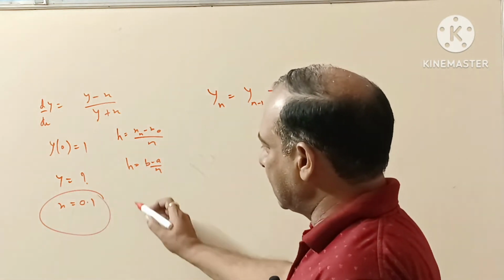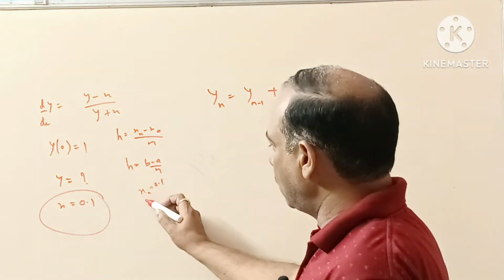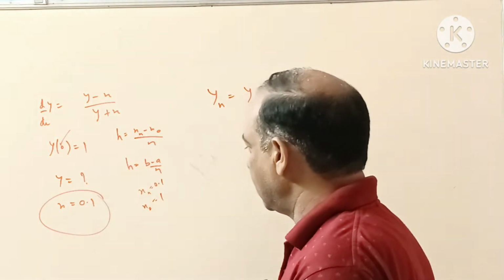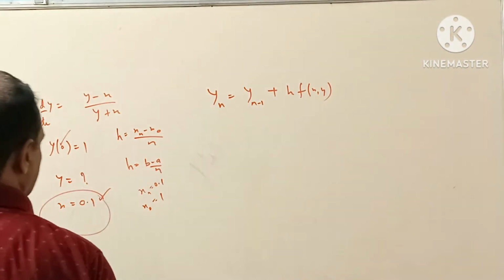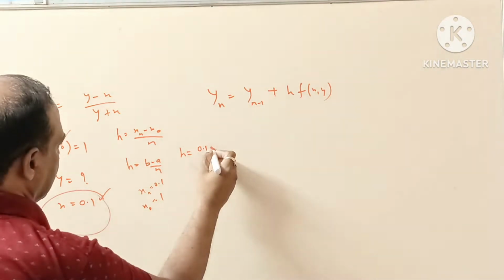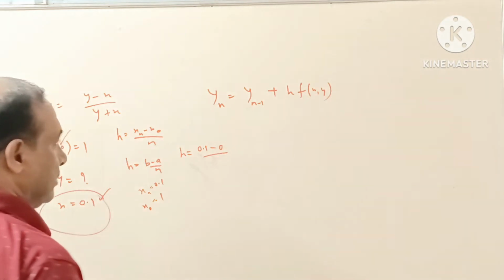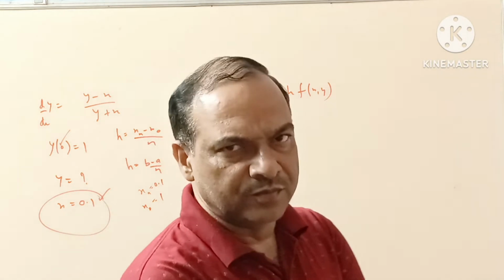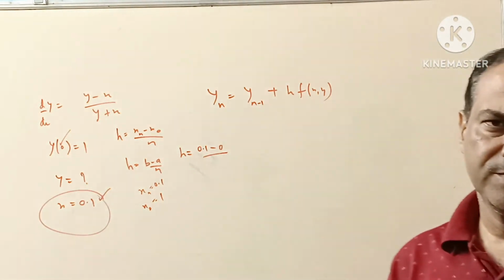Now, what is b and what is x_n? This is x_n, which equals 0.1, whereas the first term x_0 is 0. Now, to find h, h equals (0.1 minus 0) over n. It is up to you what you want to take n as. You can go with n equals 5, n equals 10, or any other number for n.